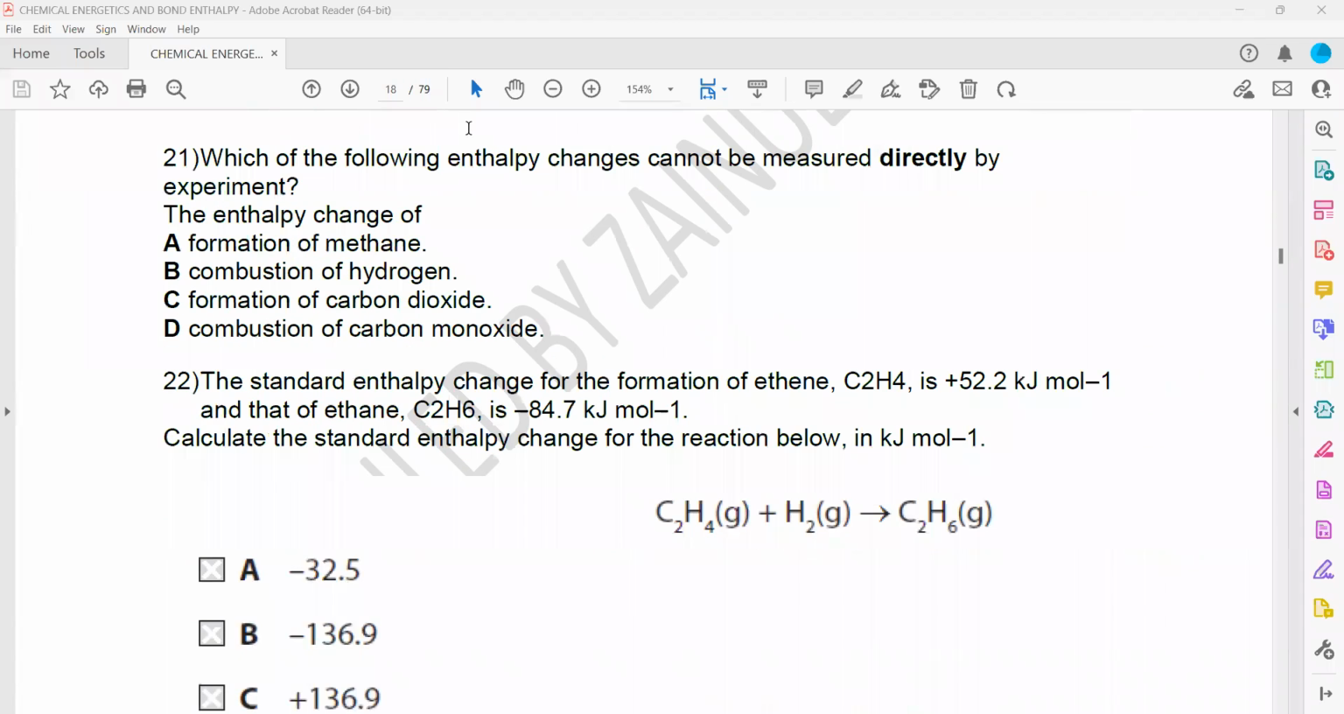Then in question 21, which of the following enthalpy changes cannot be measured directly? For endothermic reactions, we cannot measure the enthalpy change directly. Combustion is always exothermic. This will be exo because when something burns, it releases energy, so we can measure the energy. Formation of carbon dioxide is basically burning of a fuel, that is also exo. Combustion of carbon monoxide is also exo. So obviously this will be endo formation, and this cannot be measured directly.